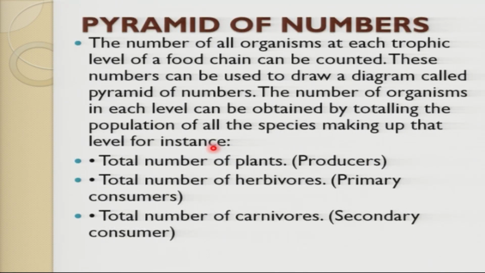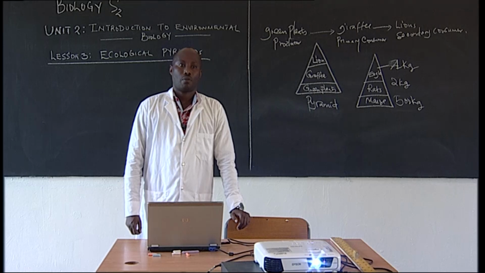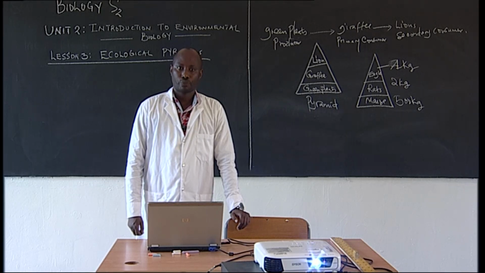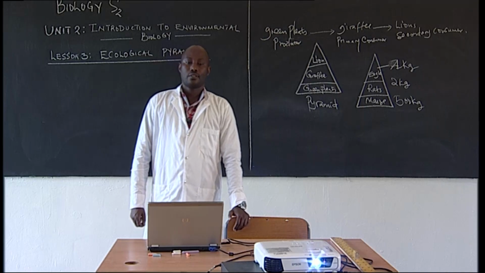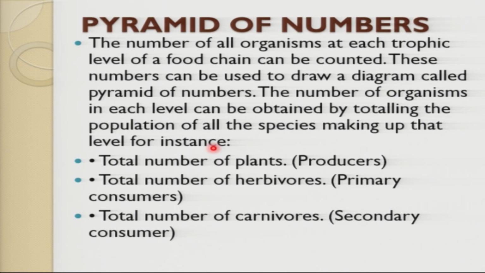I have another, this is supposed to be a pyramid of numbers. Student, first take your time and think about what a pyramid of numbers is, so that you are able to understand it. The numbers of all organisms at each trophic level of a food chain can be counted. That is referred to as a pyramid of numbers.